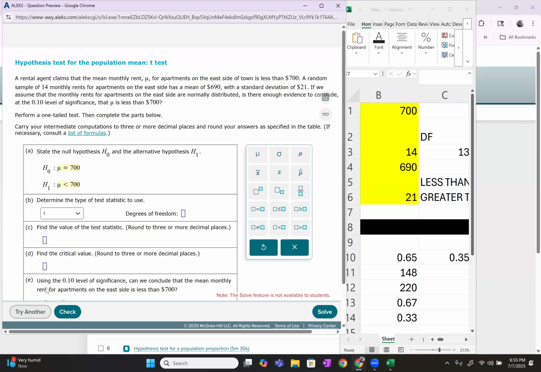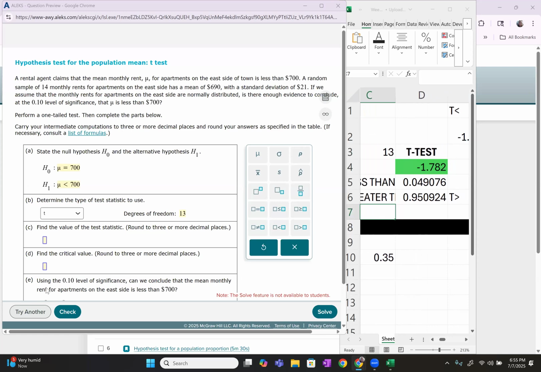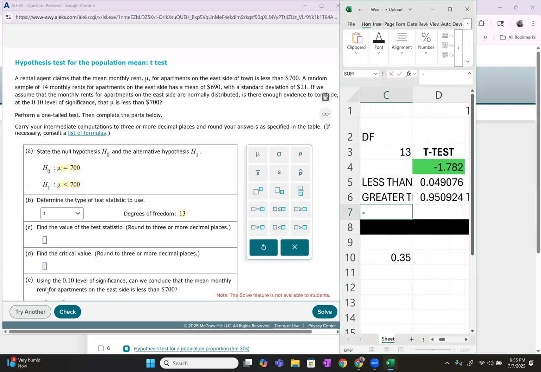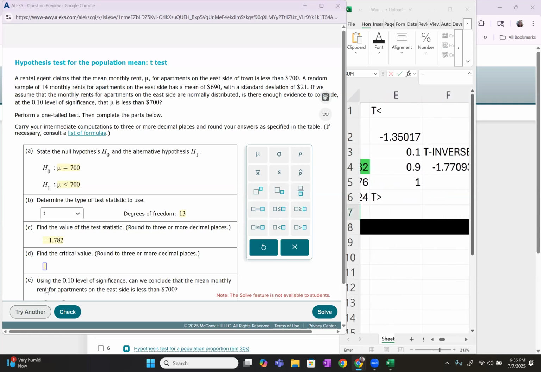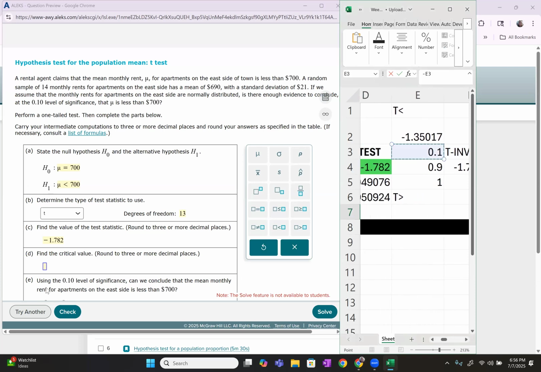Degrees of freedom, 13. And the value of the test statistic. It's gonna be negative 1.782. Okay. And the critical value. Now in this case alpha is 0.10. So it'll be the negative 1.5017.